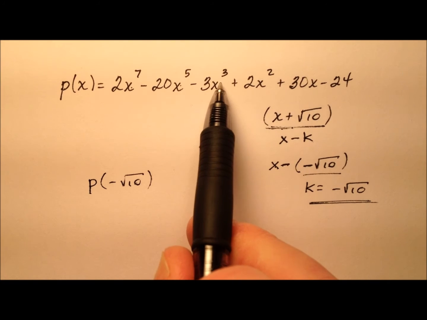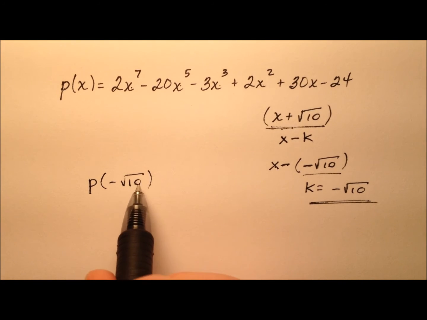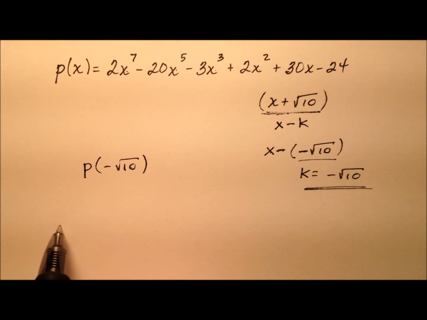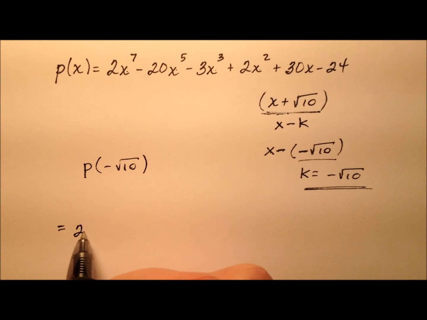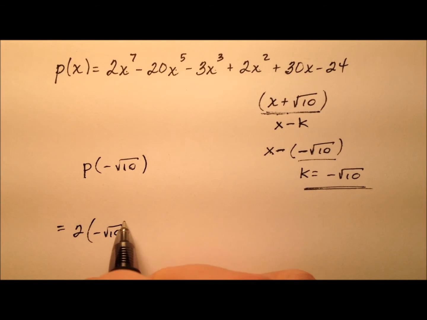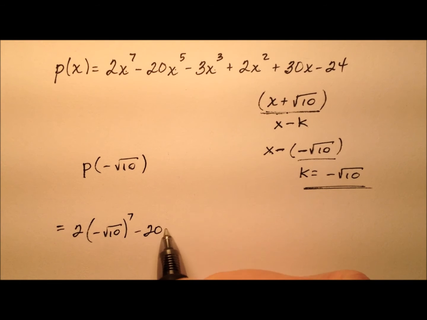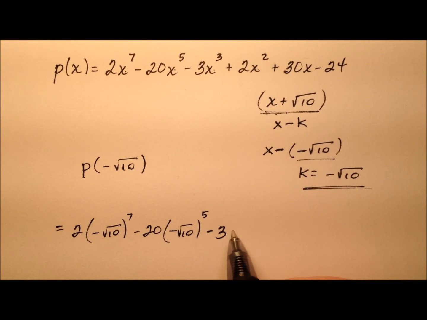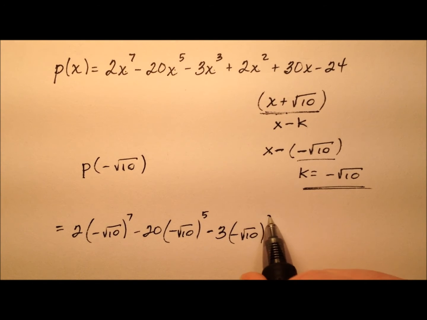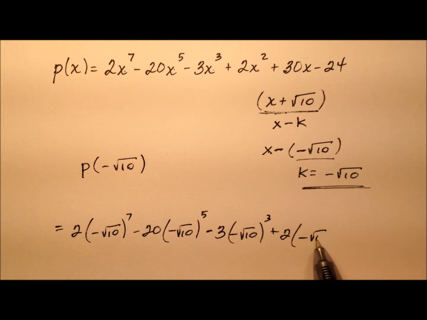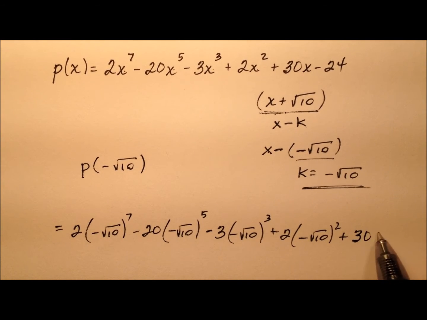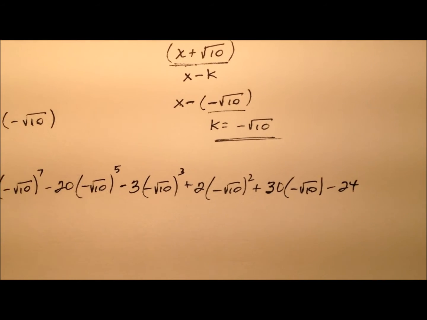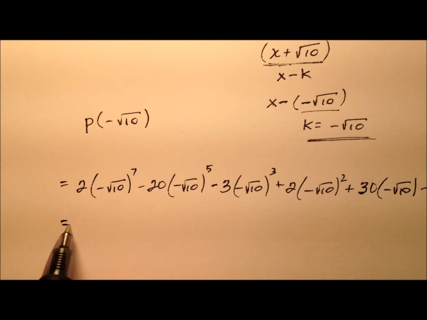And so it looks like we have a lot of these x's here, so this negative square root of 10 is going to go to a lot of places and have a lot of powers. But this definitely isn't as bad as what it may seem here. Okay, so it's going to be 2 times the opposite of the square root of 10 to the power of 7, minus 20 times the opposite of the square root of 10 to the power of 5, minus 3, and then we just keep doing this and plug this in everywhere that we have an x. And it looks like we might run out of space here too, so we'll work here from the left and work our way to the right.